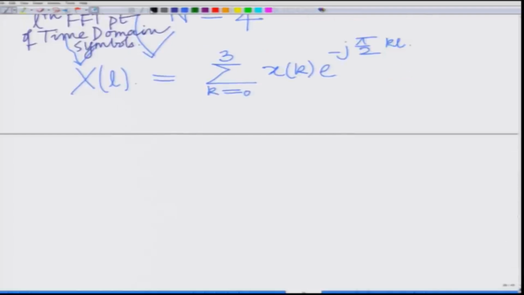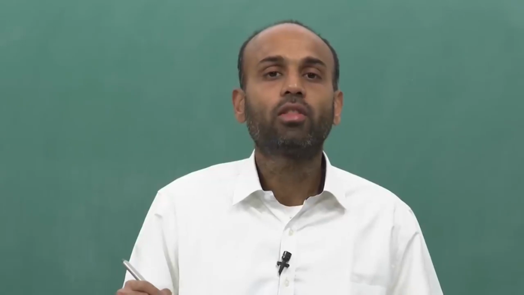If you look at the capital YLs, which are basically generated by the FFT of the time domain output symbols, you have the small y's: y0, y1, y2, y3, and you take the N equal to 4 point FFT, you get the capital Y0, capital Y1, capital Y2, capital Y3. These are the N point FFT of the time domain output symbols that are received. The FFT of the time domain output symbols gives the frequency domain output symbols across each subcarrier, across each FFT point.